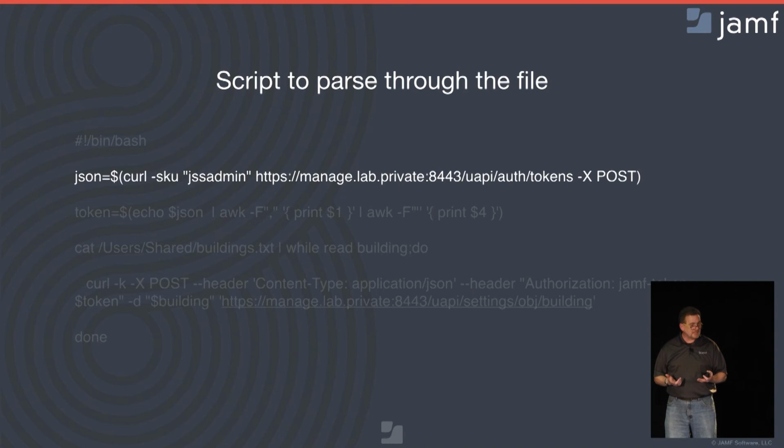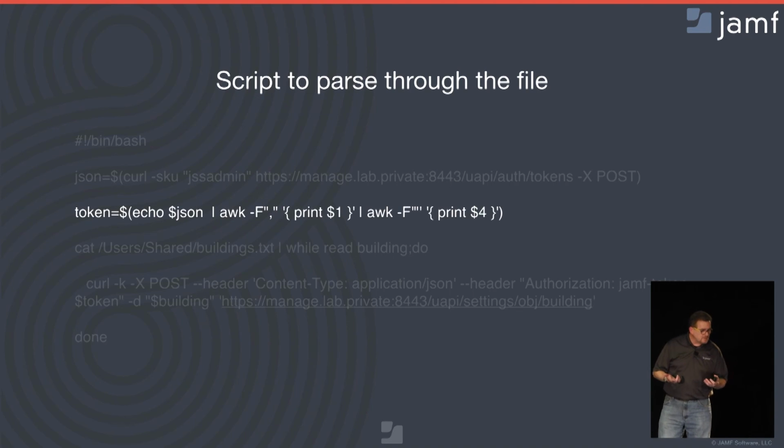So I'll start out to get that token. Again, I'm going to use curl in this case. Familiar format: silent, -k in case I have a self-signed certificate, the user that we're authenticating with, and the URL. So if I go out to the UAPI slash auth slash tokens and post my credentials there, it's going to give me back a token along with an expiration date. Really, all I want is the token. So I'm going to parse through that, a little awking there, and just pull out the token.